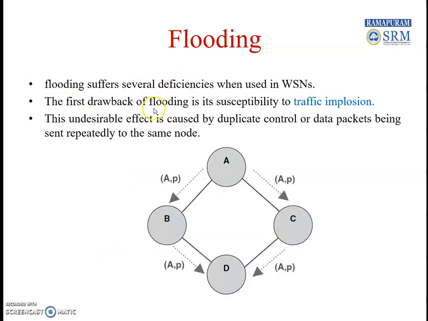And when you consider flooding, it has several deficiencies or drawbacks. The first one is traffic implosion. By traffic implosion, duplicate copies of the same data or control packet can be received by a node. Here, the packet has traveled from A and is disseminated to its immediate neighbors B and C. On receiving that data packet, B disseminates it to its immediate neighbor. So D will receive a copy of the data packet of A via B, and similarly via C. So the data packet from A is getting duplicated in node D, since it is getting two copies of the same packet from B and C. That is traffic implosion.